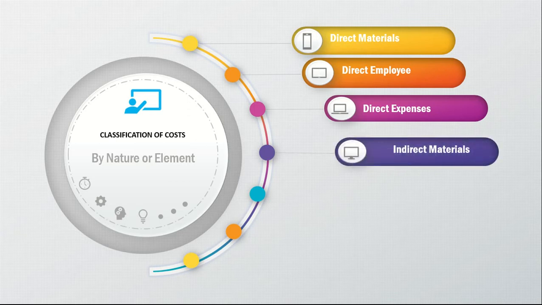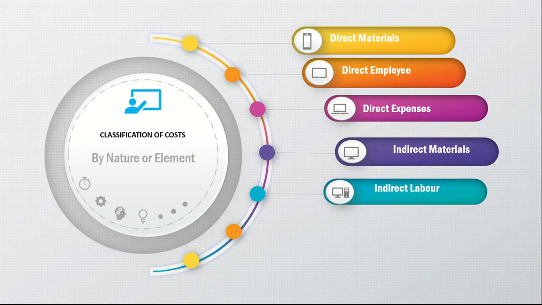4. Indirect material, materials which do not normally form part of the finished product are known as indirect materials. Examples: stores such as lubricant, cotton waste, used for maintaining machines and buildings. 5. Indirect labor, labor cost which cannot be allocated but can be apportioned to or absorbed by cost units or cost centers is known as indirect labor. Examples: foremen, supervisors, etc.